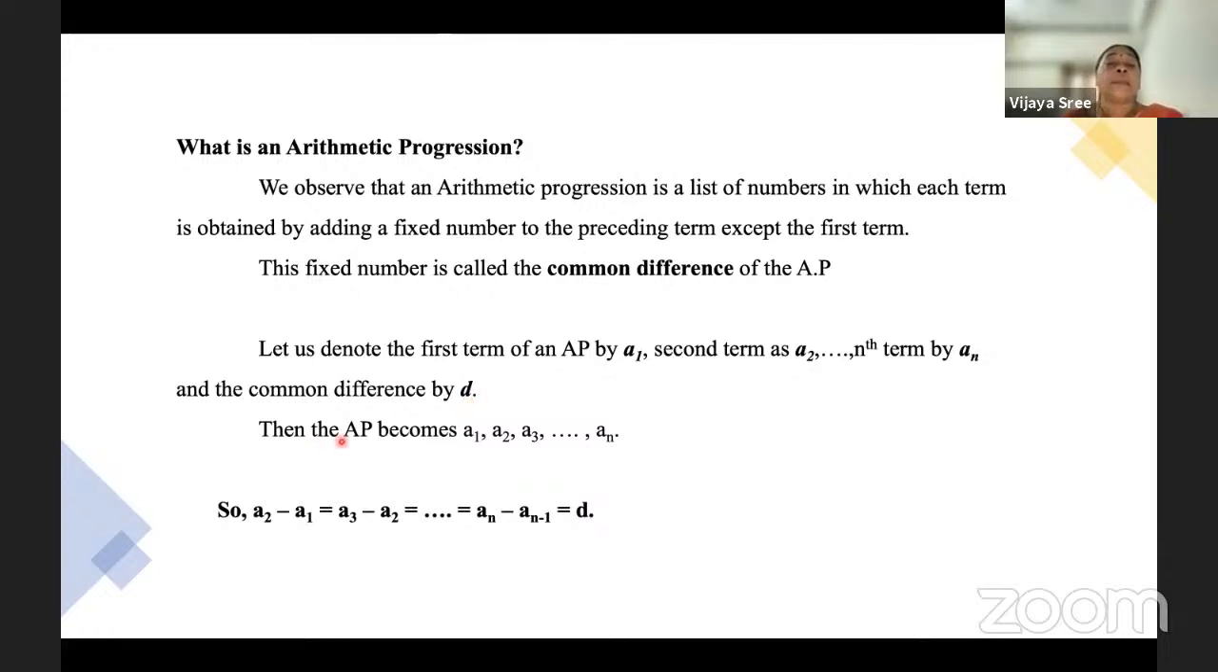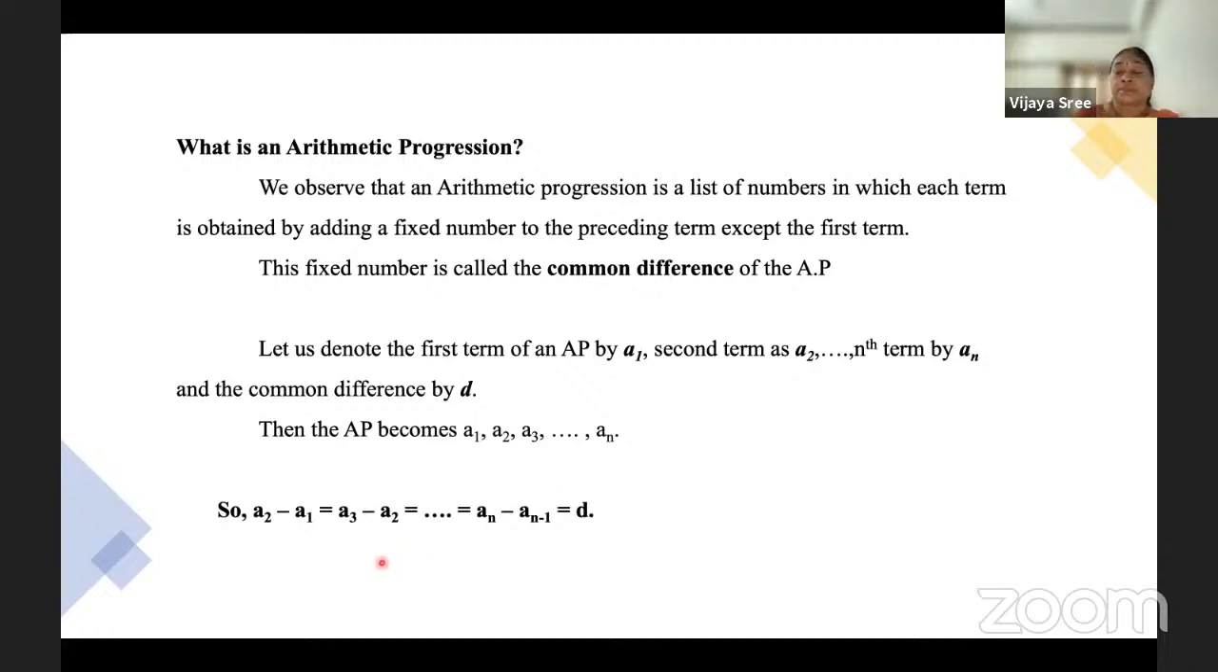Then the AP becomes a1, a2, a3, and so on, an. So this is the first term, second term, third term, fourth term, and so on. This is the nth term. So how will we get the common difference? a2 minus a1, the second term minus the first term, is equal to a3 minus a2, and so on, is equal to an minus a(n-1), is equal to d.